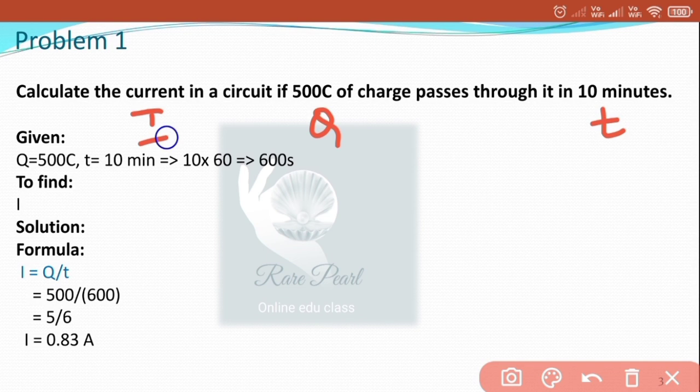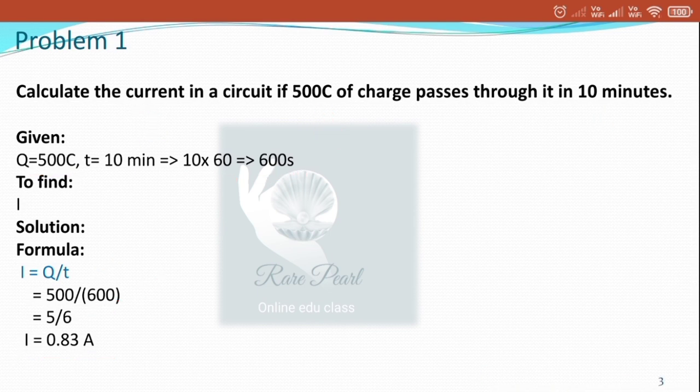So how to find current? What is the relation between I, Q and T? We know from the definition of current, I is equal to Q by T, rate of flow of electrons. So Q is 500 and T is 600. How do you get 600? Here it is given in minutes. We need to convert to seconds, so we multiply by 60, since 1 minute is equal to 60 seconds. So 10 into 60 will give you 600. So 500 by 600 will give you 5 by 6, and if you divide, you will get I is equal to 0.83 amps.